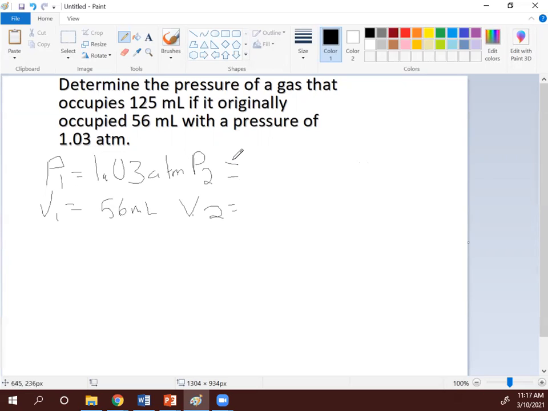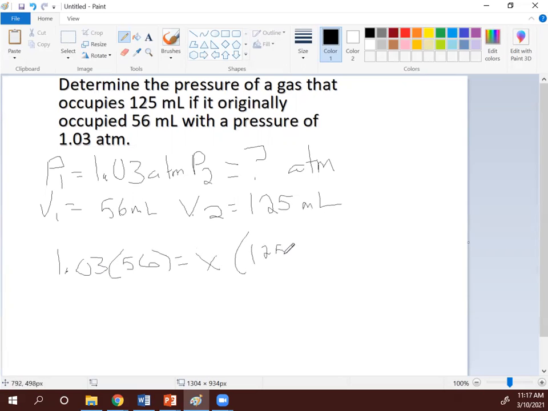My P2 is what? And what unit is that going to be in? ATM. Why is it going to be in ATM? That's what my pressure was there in ATM. What about my V2? 125. So to solve this out, now double check, my pressures are the same thing, my volumes are the same thing. So 1.03 times 56 equals X times 125.